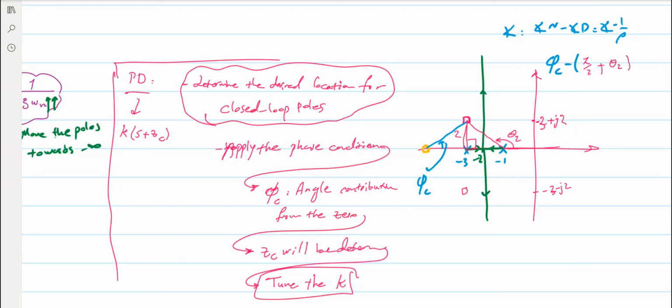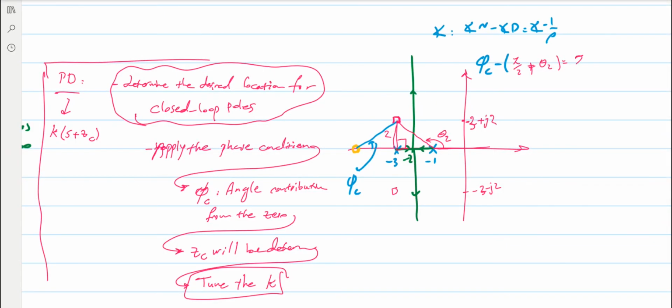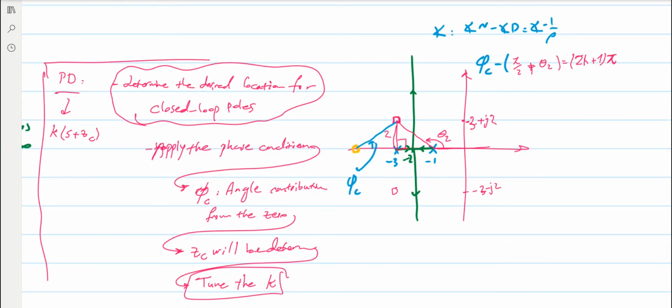You can easily find the exact value, and it should be equal to, for the positive locus, (h plus 1) times pi, where h could be equal to 0 and this will be equal to pi. So after this you can find out the value for phi c.